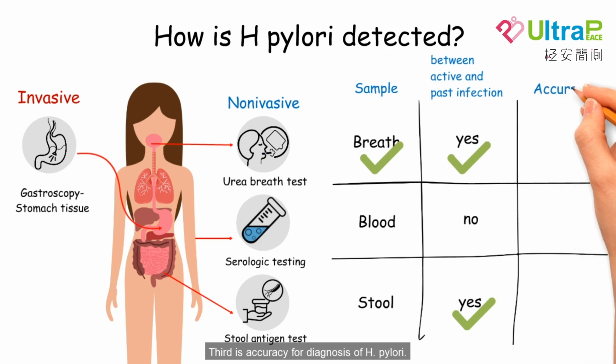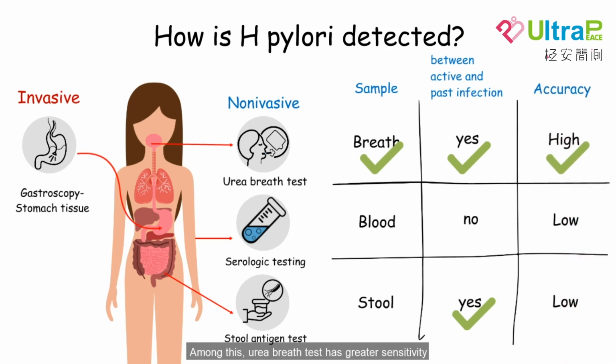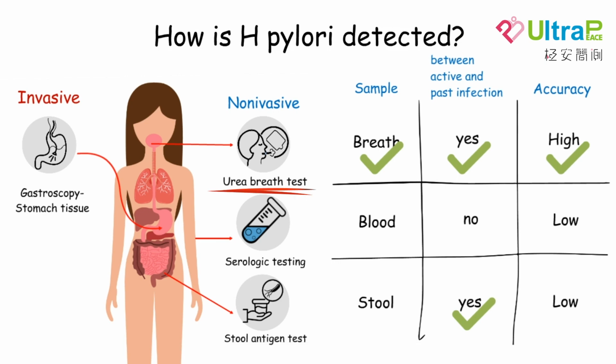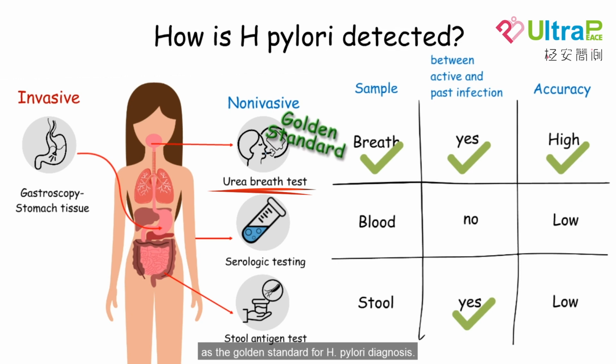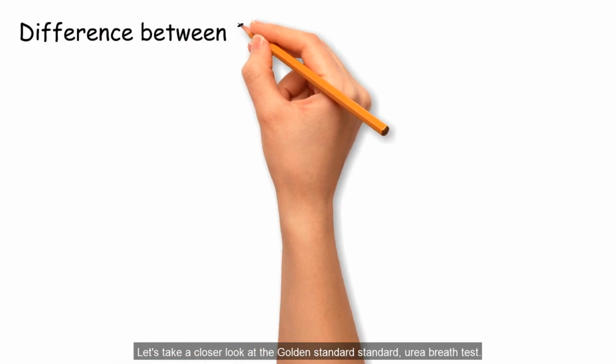Third is accuracy for diagnosis of H. pylori. Among these, the urea breath test has greater sensitivity and specificity than other non-invasive tests. So in the clinical setting, the urea breath test stands out as the gold standard for H. pylori diagnosis. Let's take a closer look at the gold standard, the urea breath test.